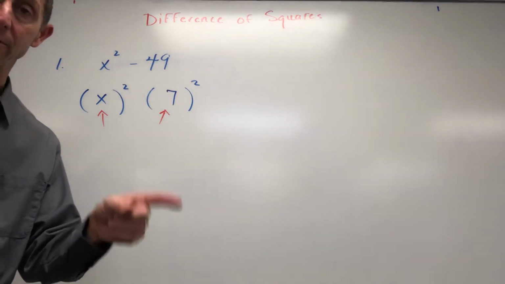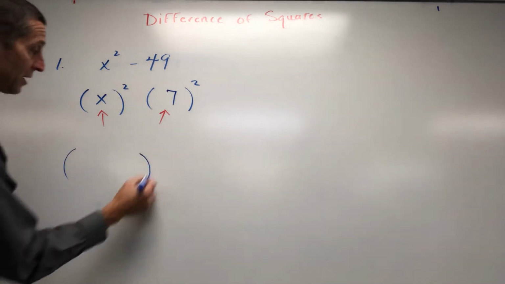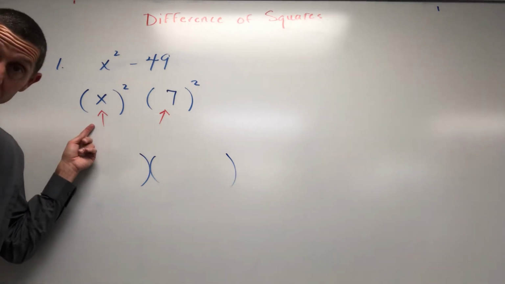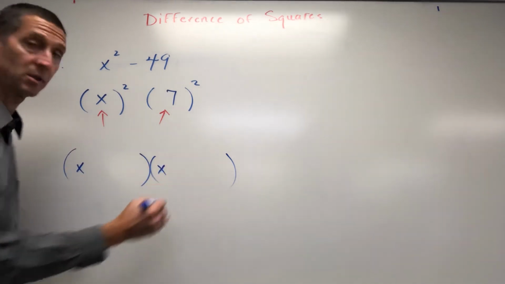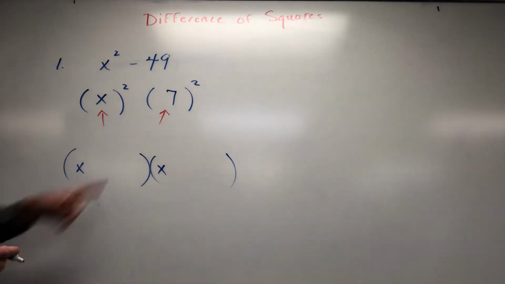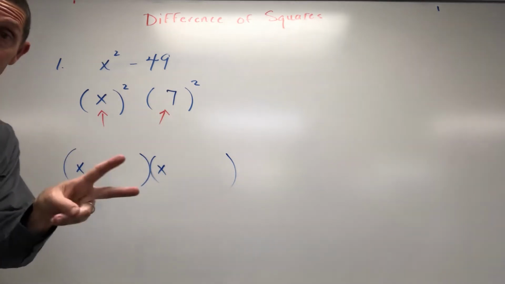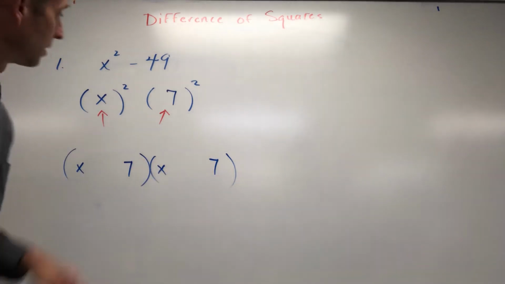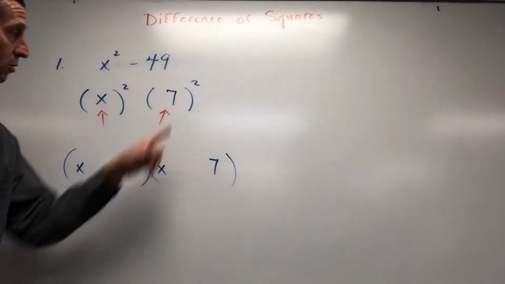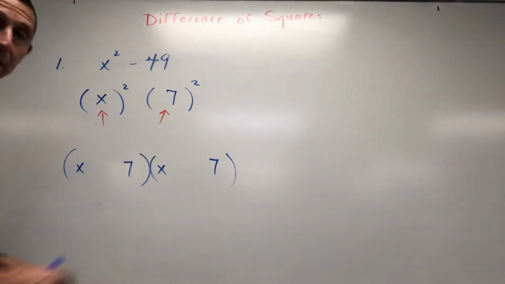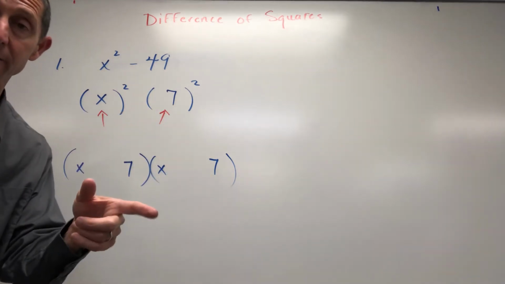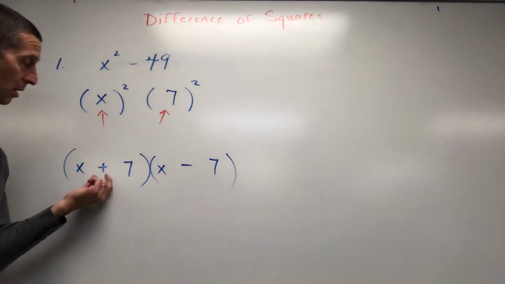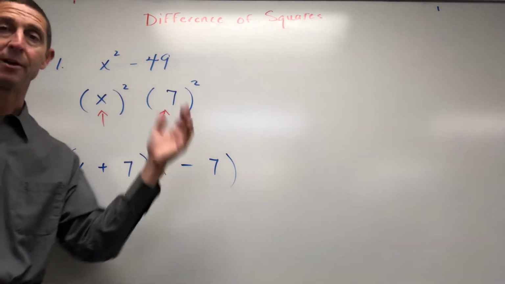So when we go to factor this, we drop it into our 2 finishing groups. Here's what you're looking at. X is first, so he goes first in each group. The 7, he is second, so he goes second in each group. Your signs are always just one of each. X plus 7, x minus 7. So 1 positive, 1 negative.